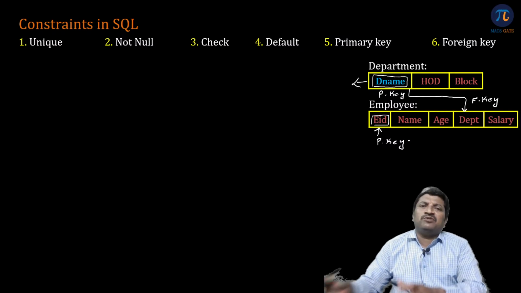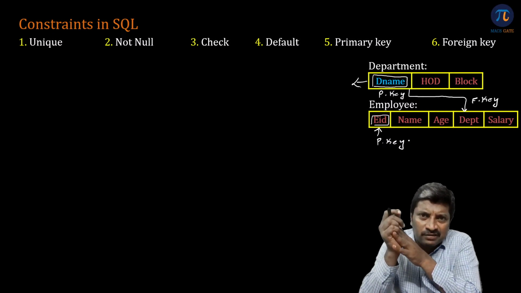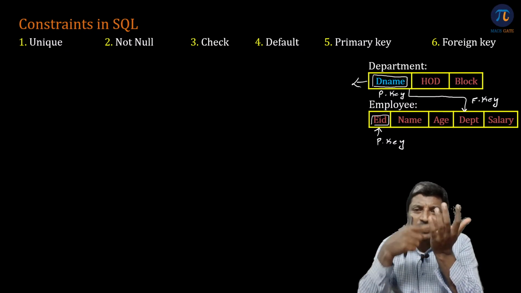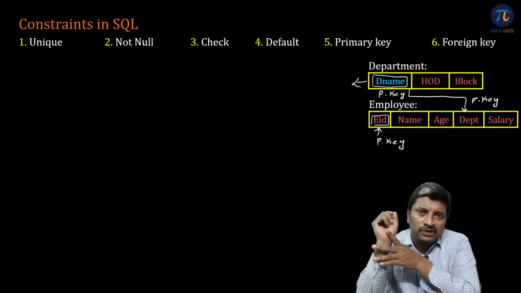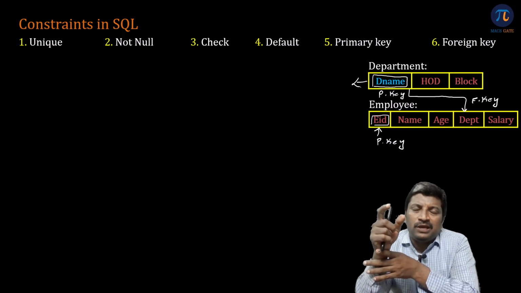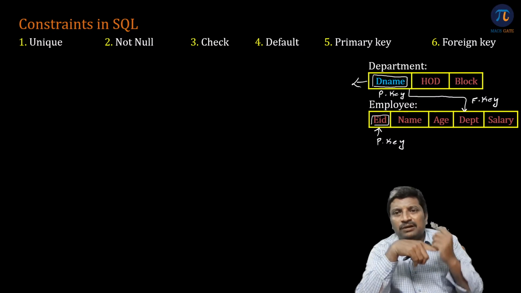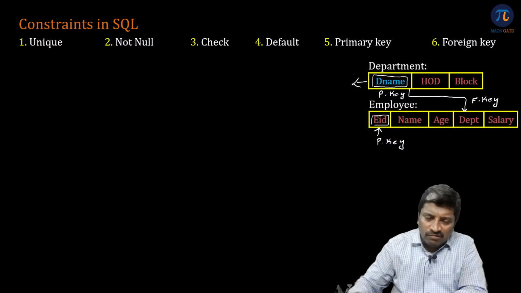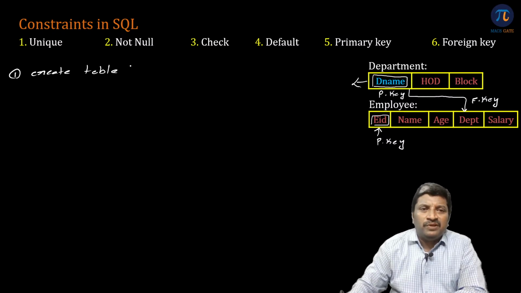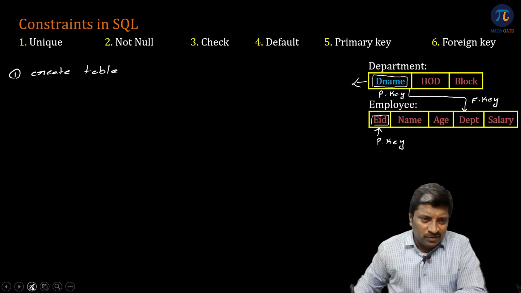So whenever you want to specify the foreign key, compulsorily it must be a primary key in another table. If the attribute is not a primary key in one table, then I cannot use it as a foreign key, right? Now, first let us define the first table, department. Create table department, right? So let me write it, sir.